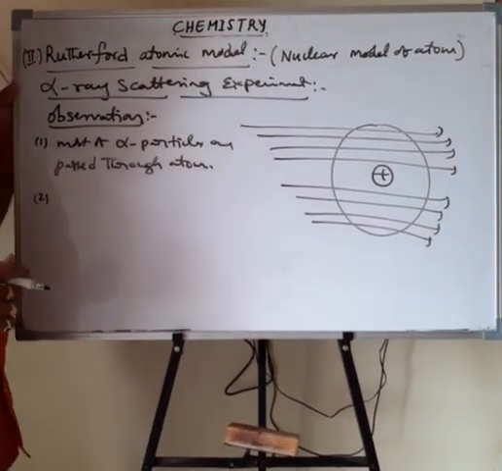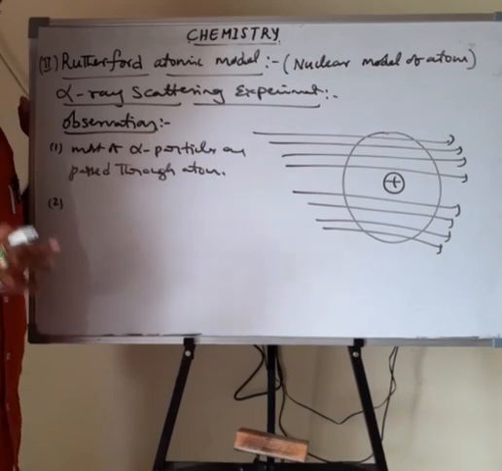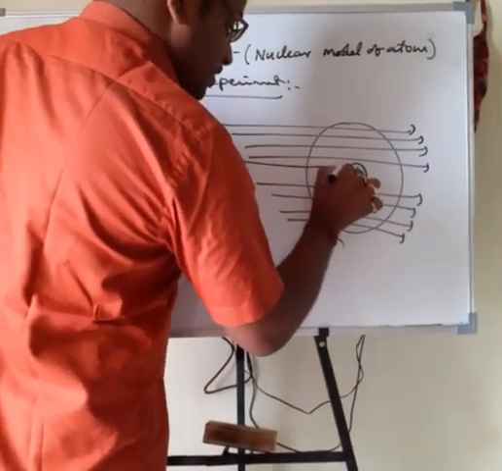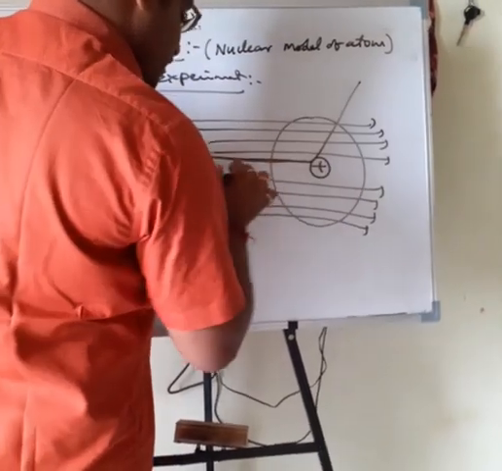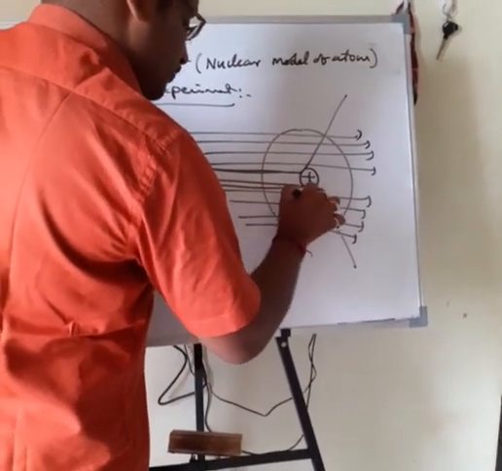Next, the second point: a few particles are deflected by a small angle. What are these few particles? When the alpha particles pass toward the atom and come nearer to it, then these rays are deflected.